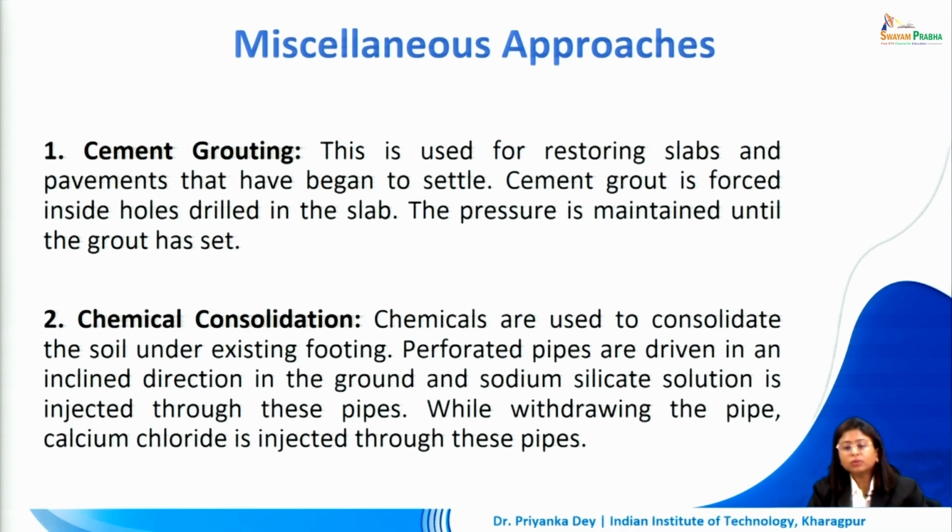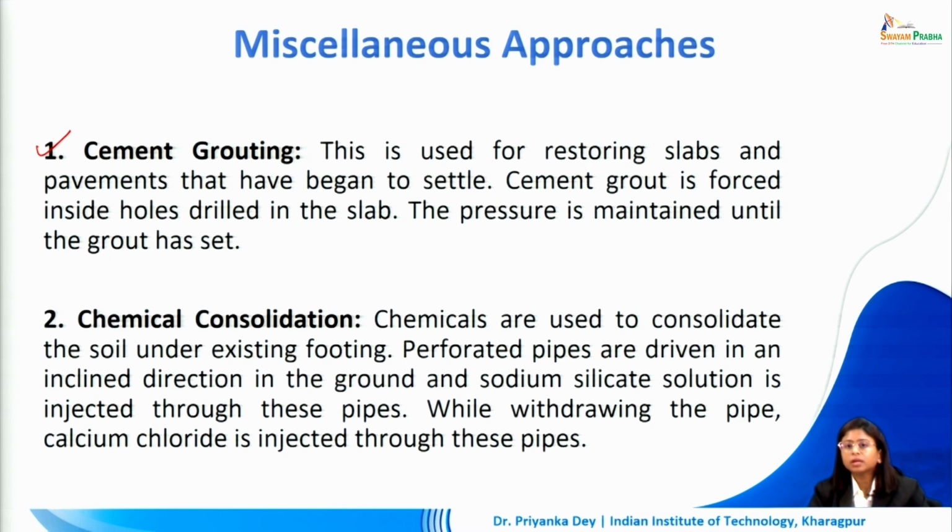Now let's take a look at the soil treatment type of underpinning. Here we are not looking at any change in the existing foundation. We are not drilling the wall. Rather, we are trying to strengthen the soil around the existing foundation to give it greater capacity to hold this building. The first thing we can do is something called cement grouting. This is used for restoring slabs and pavements that have begun to settle because of changes in the soil.